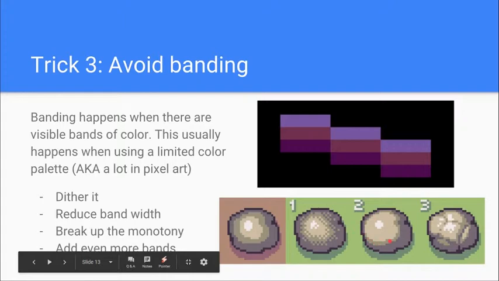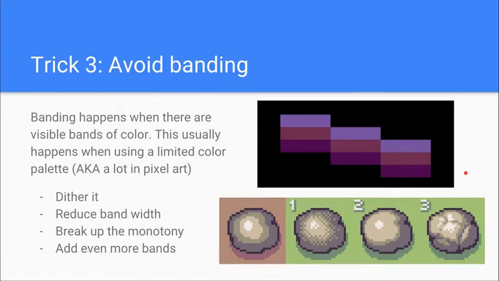You can see that this middle color is now much smaller, and so it's less noticeable that it's very clear banding. And then you can break up the monotony, so you can try and texture it. Here they try to properly texture it and then apply the shading based on how they would want the rock to look.